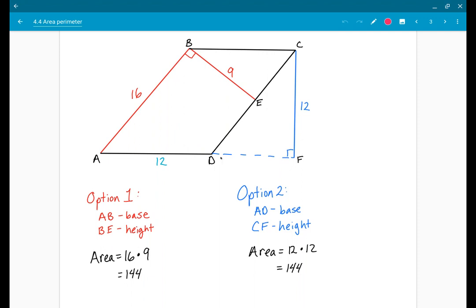Notice how they're perpendicular to each other. If I wanted to use the bottom segment, AD, I would have to extend out that line segment until I figured out how tall, or what is the height, from point C perpendicular to AF. That sounds kind of fancy, but really it's just they have to be perpendicular to each other. And we only need 2 of these. So as long as we have 2 sides, or a height and a base that are perpendicular to each other, we're good. Notice even though we had different numbers, they multiply out to the same value. So even though we had 16 times 9 versus 12 times 12, they both equal 144.